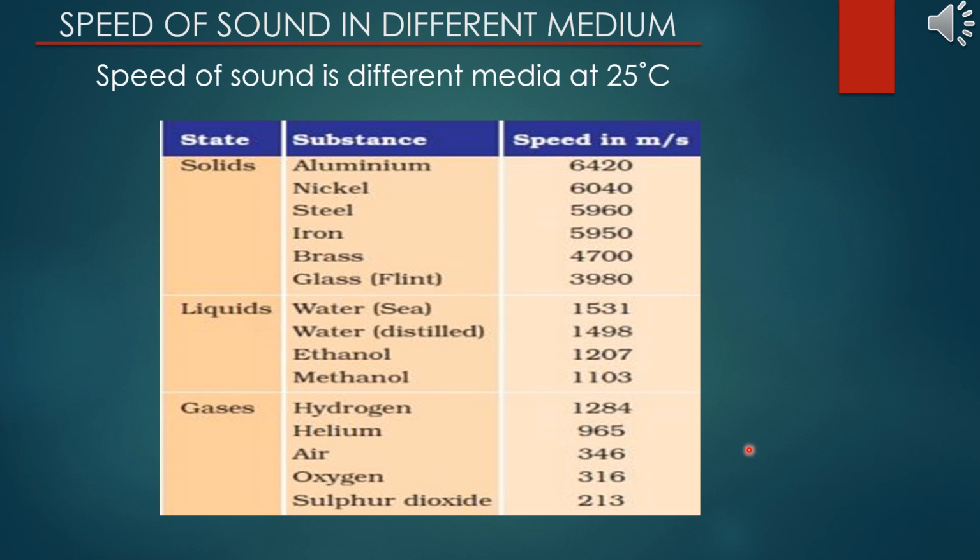Dear students, in this video, you have learned four characteristics, that is pitch, amplitude, loudness, timbre, as well as the speed of sound in different media. In the next video, you are going to learn how to calculate the speed of sound. Take care and solve the next worksheet, that is worksheet 3.